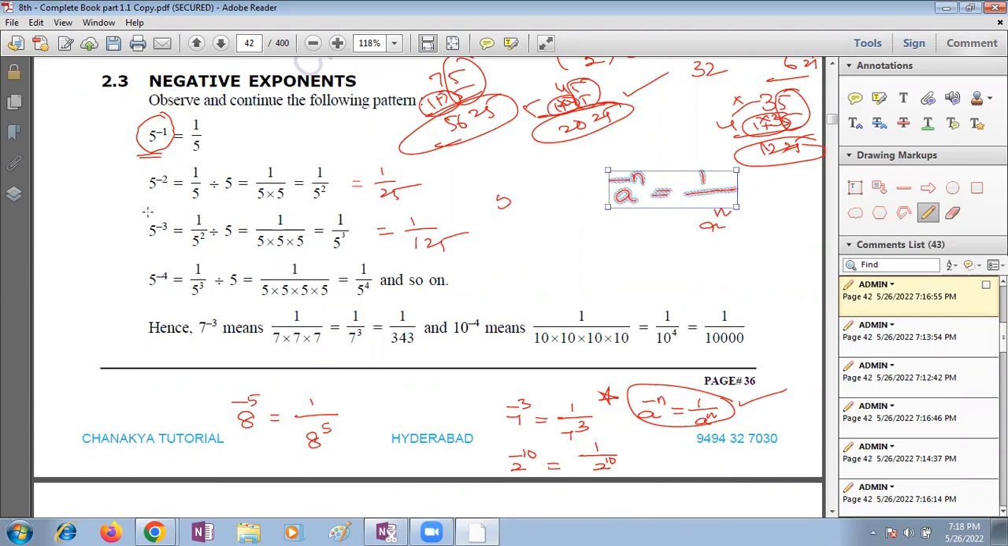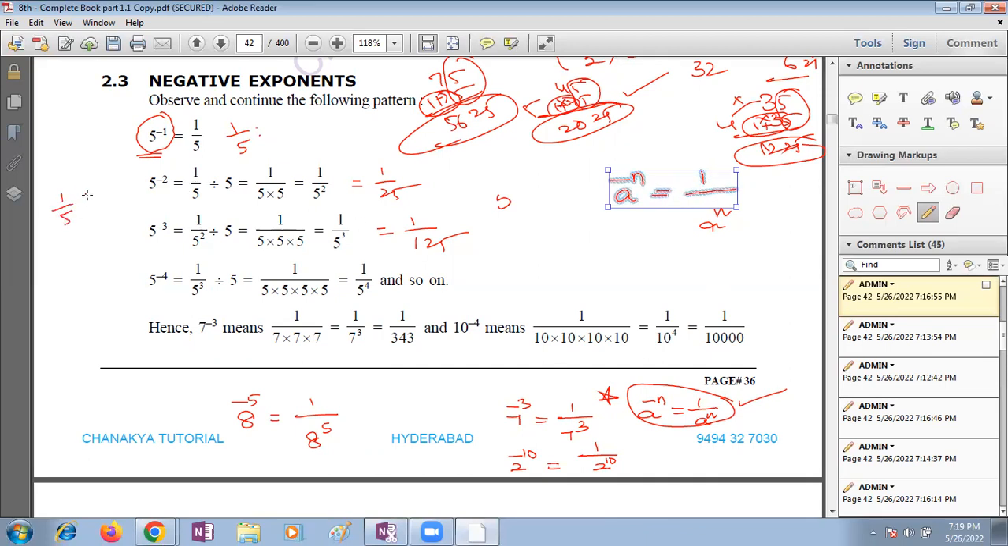See, here they gave a continuous series pattern, children. Sometimes to get a generalized rule, we need to learn the patterns. So they simply divide 1 divided by 5, 1 divided by 5, so we are getting 1 by 5. So 5 to the power minus 2, how are you supposed to get it, children?